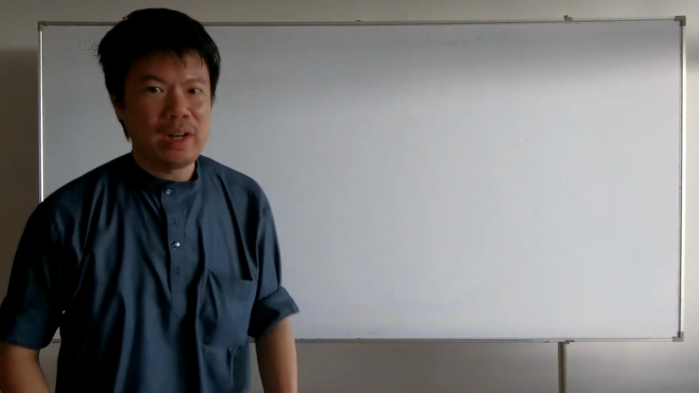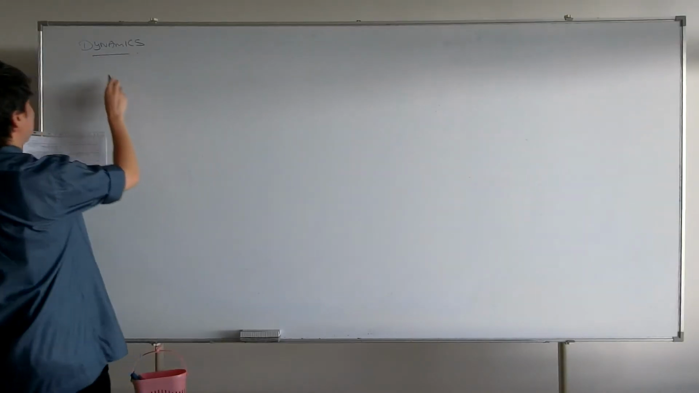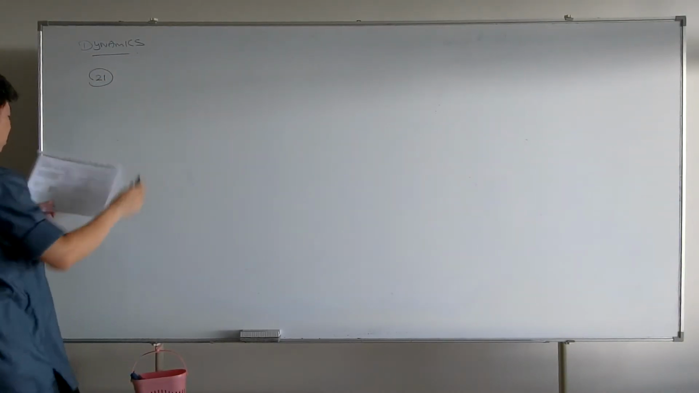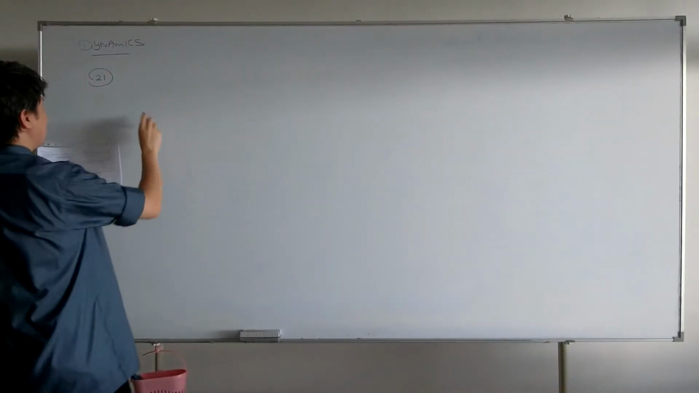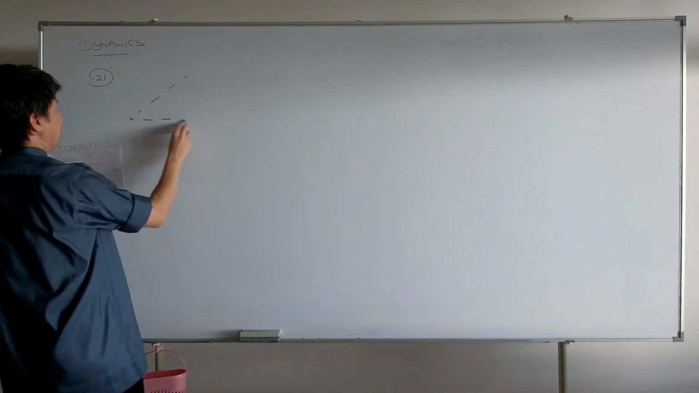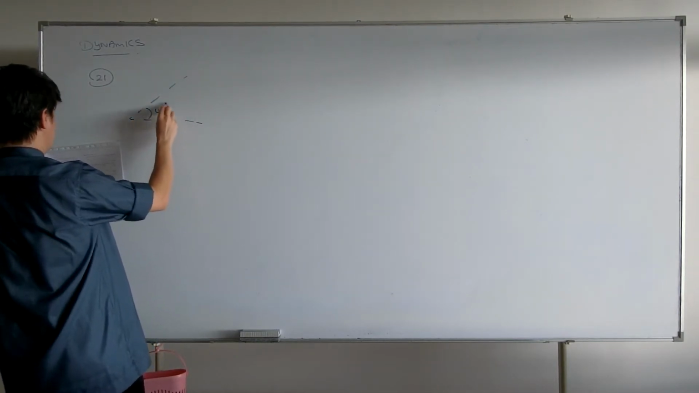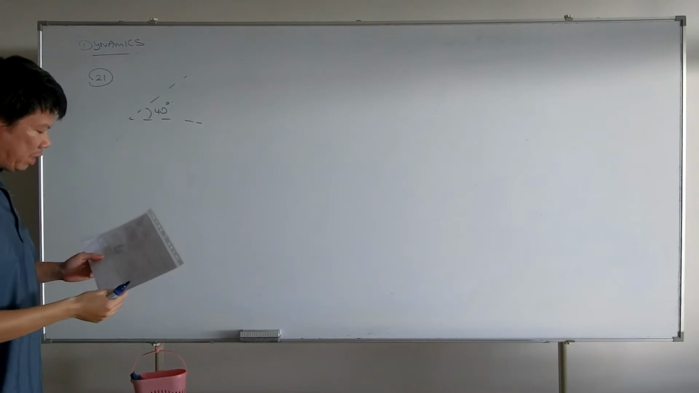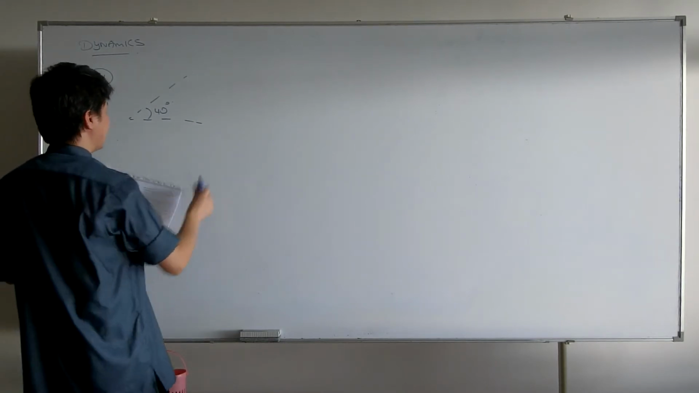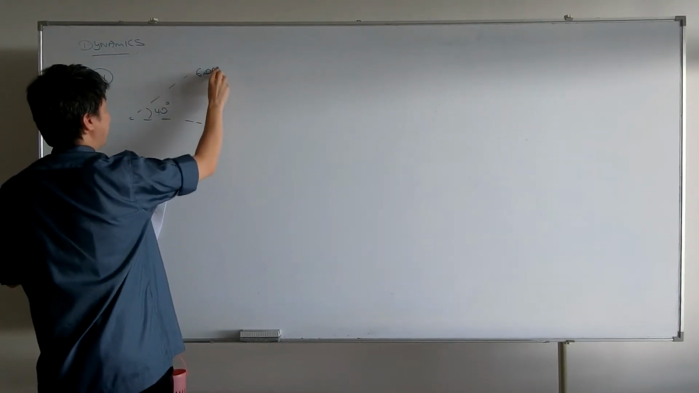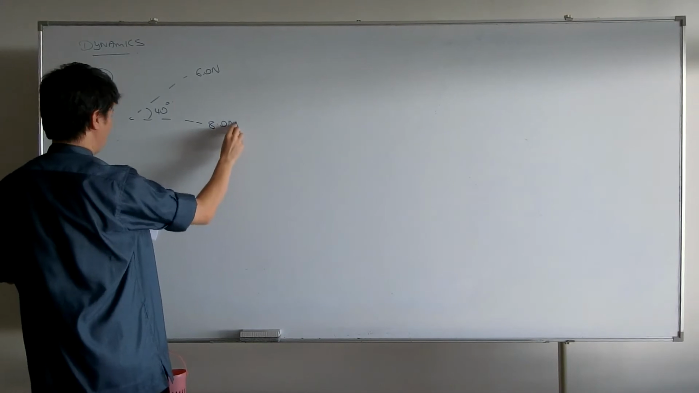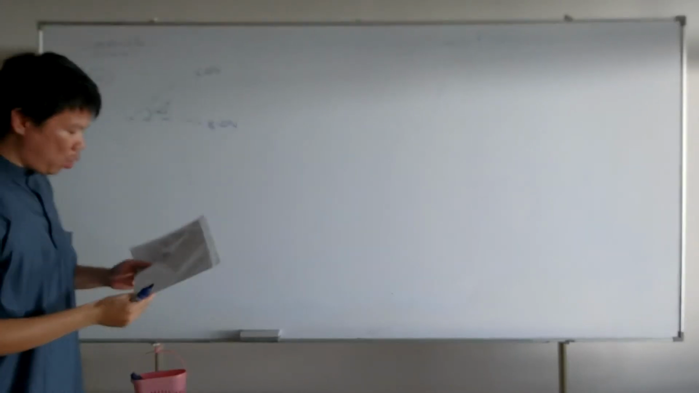Entering question 21. You have a diagram that looks like this. Dotted line and 40 degrees. Two forces of magnitude 6 newtons and 8 newtons. I'm just going to randomly draw them here. They act at the point P.